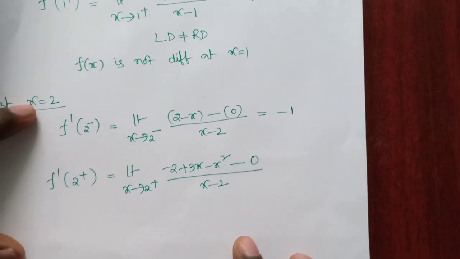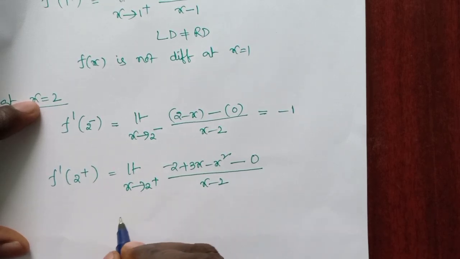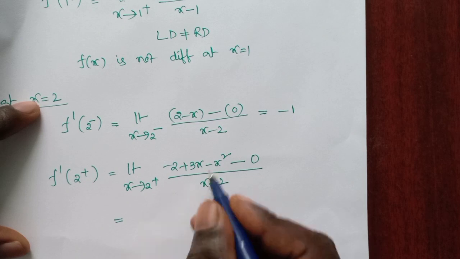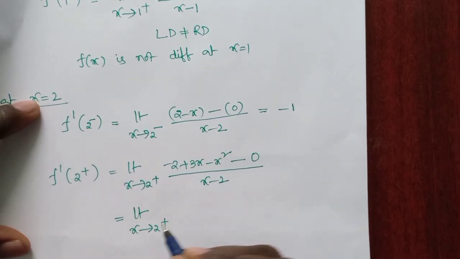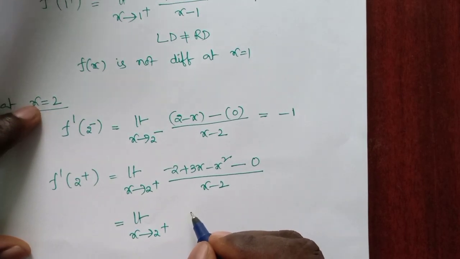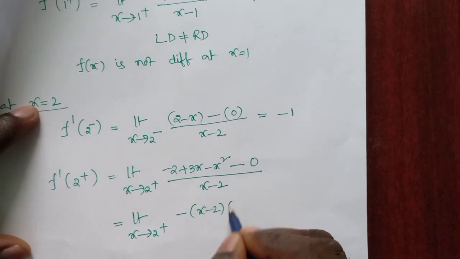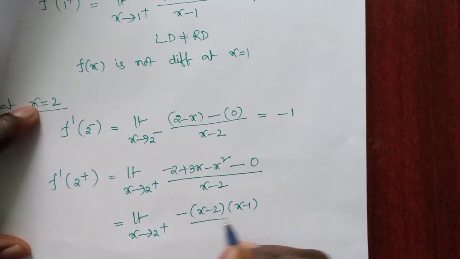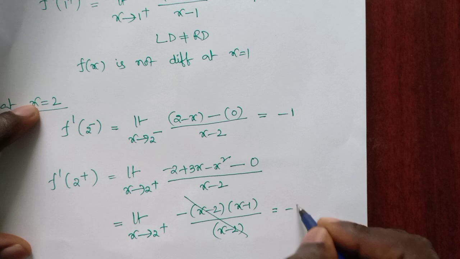Okay, now see, minus 2 plus 3x minus x square. How can we write? This is a quadratic expression. We can write it as, x tends to 2 plus, minus of x minus 2 into x minus 1 divided by x minus 2. Now x minus 2 gets cancelled. When you substitute 2 here, 2 minus 1, 1, and it is clearly minus 1.